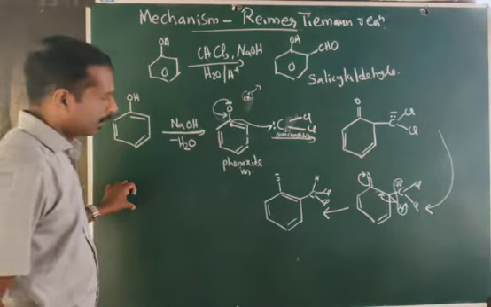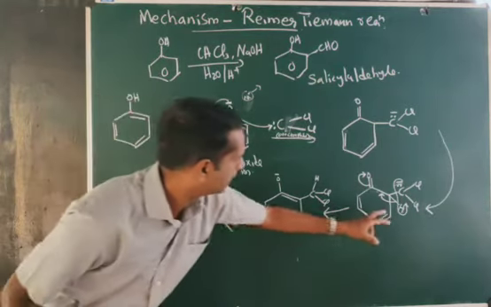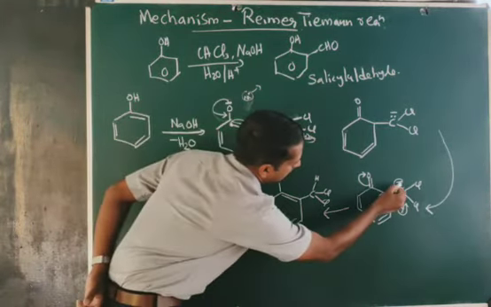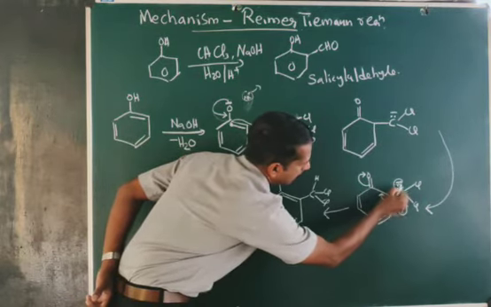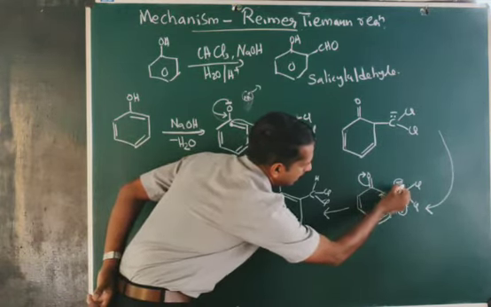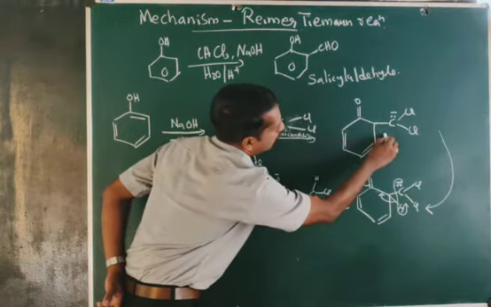Clear? Now in the next step, I think this step is clear to you. Once again I am repeating: since a negative charge is created on this carbon, this negatively charged carbon will take a proton. Here is a proton.